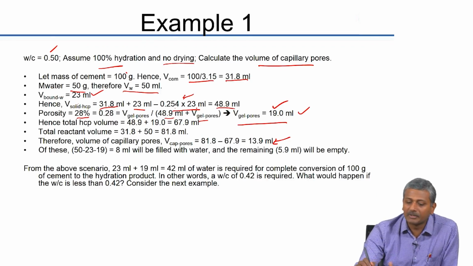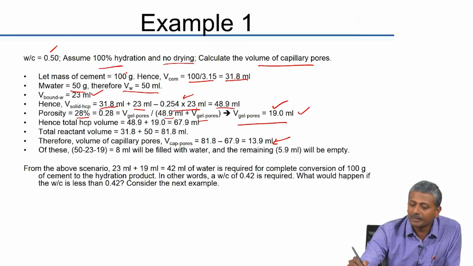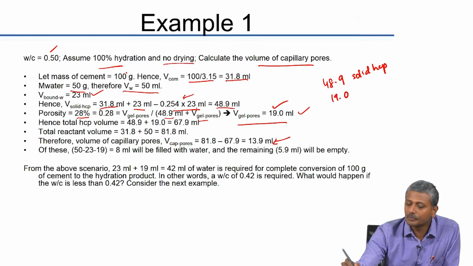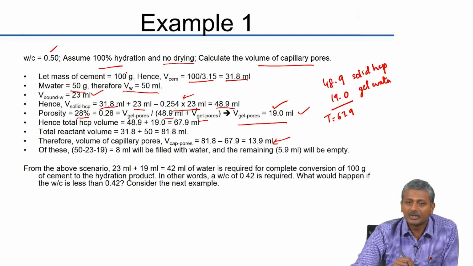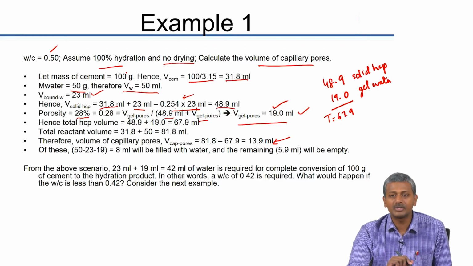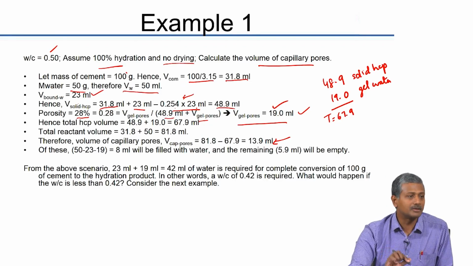Okay, so what is happening now? I have 48.9 milliliters of solid HCP. I have 90 milliliters of gel water. Okay, so the total volume becomes equal to 67.9 milliliters. That means the volume of hydrated cement paste now is 67.9 milliliters.